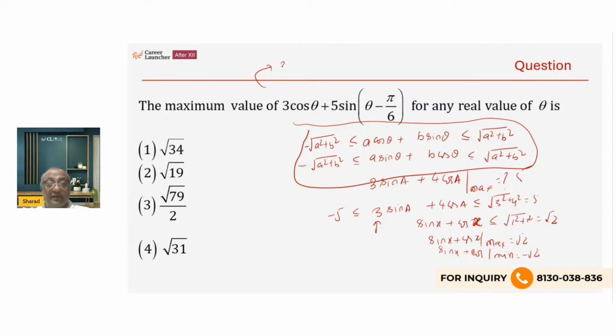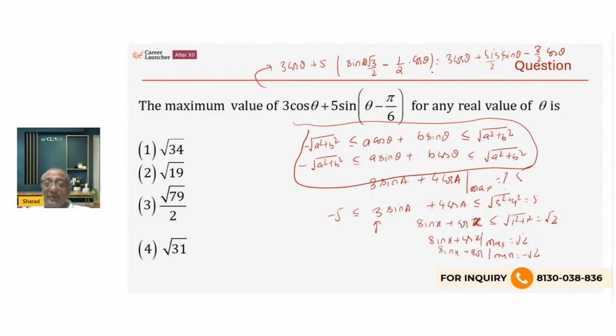So I'll solve it a little bit. 3 cos theta plus 5, and this is sin theta into cos pi by 6, which is root 3 by 2, minus this is 1 by 2, which is sin pi by 6 into cos theta. Just a light solution of this is needed. This will become 3 cos theta plus 5 root 3 by 2 sin theta minus 5 by 2 cos theta. My problem is solved.